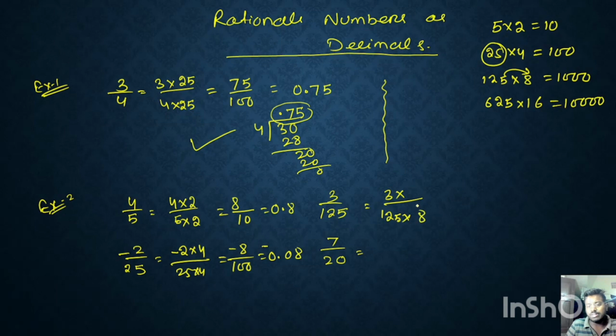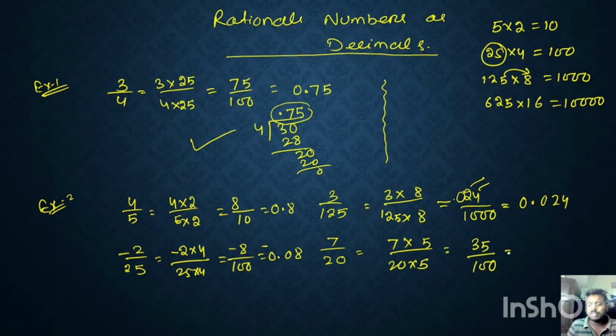Now next, 3 by 125. 125 times 8 is equal to 1000, so we multiply both sides by 8. That is 24 divided by 1000. So the answer is 0.024, because we put the decimal after 3 digits. Here there are 2 digits, so the third digit is 0, then decimal. Now 7 by 20. We multiply 7 and 20 both by 5, so 35 divided by 100, that is 0.35.